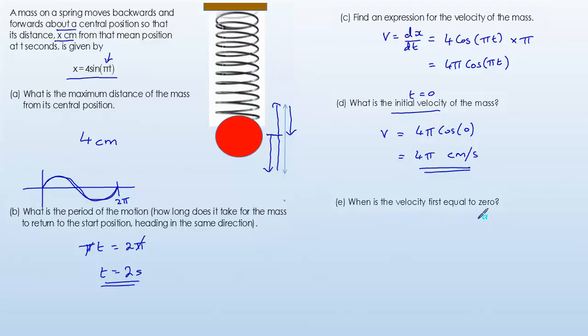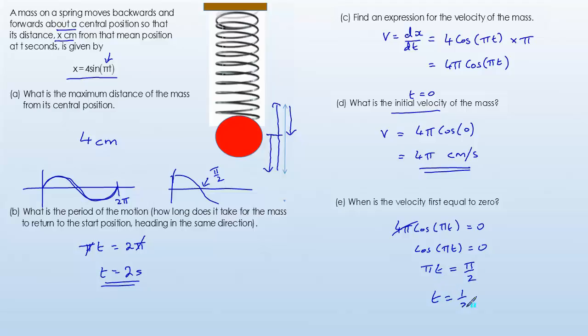When is the velocity first equal to 0? So what we're going to need is 4 pi cos pi t is equal to 0. And 4 pi is a constant, so it can't be 0, so just cos pi t is equal to 0. Now think about the cosine graph. The first 0 is here at pi by 2. So we're going to need pi t to be equal to pi by 2. Divide both sides by pi, and we get t is half a second.